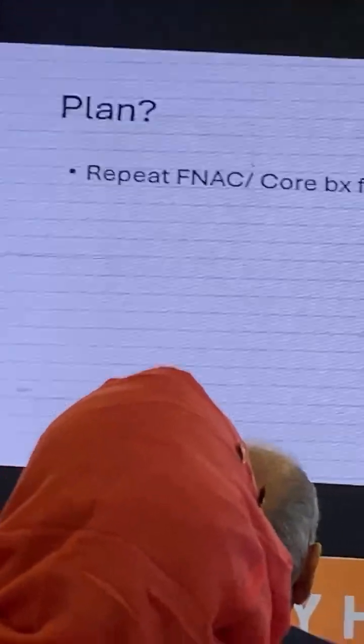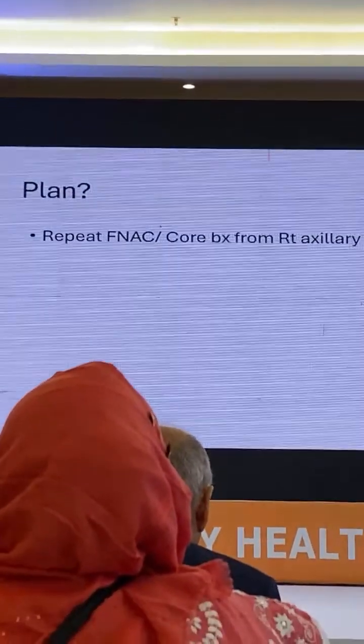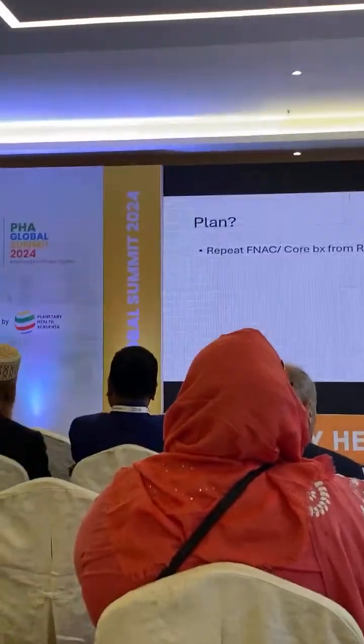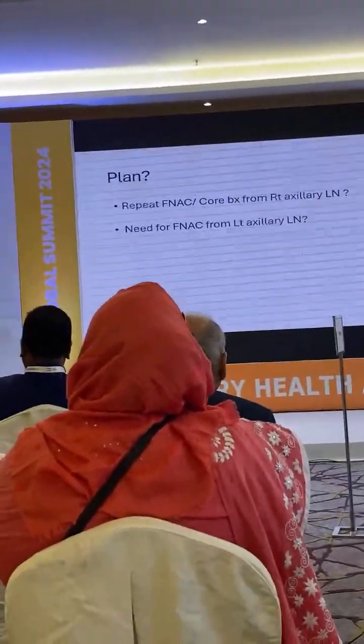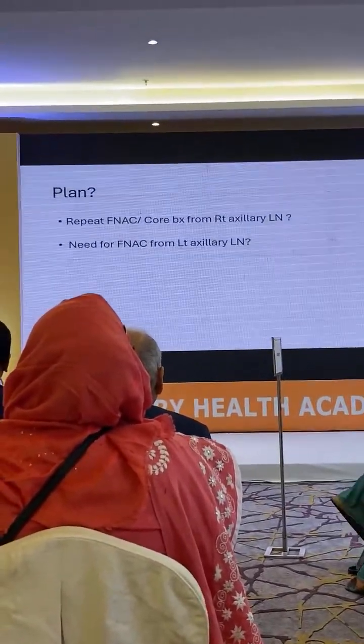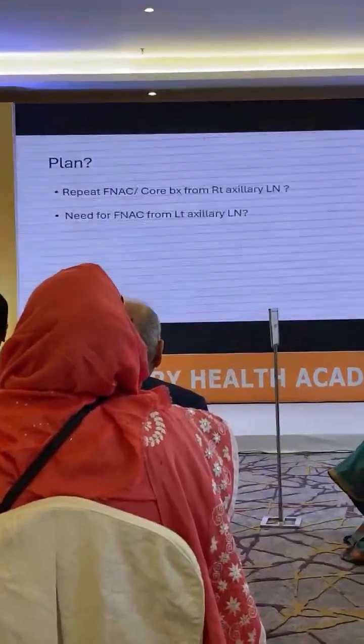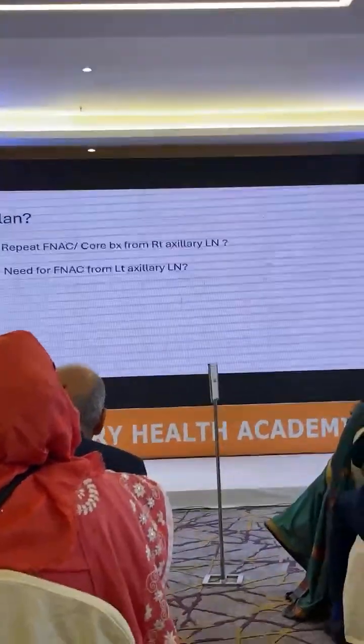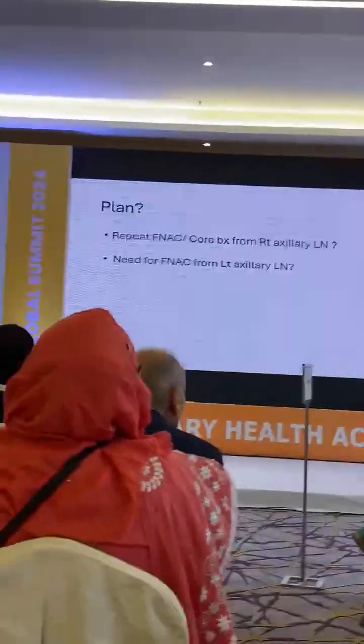So, okay. My two questions to the panel. Number one, is there any necessity of a repeat FNAC or core biopsy from the right axillary node? Because to me it seems a bit suspicious. Number two, whether we need FNAC from the left axilla, because it also had a thickened cortex. So just asking, any recommendation regarding this?